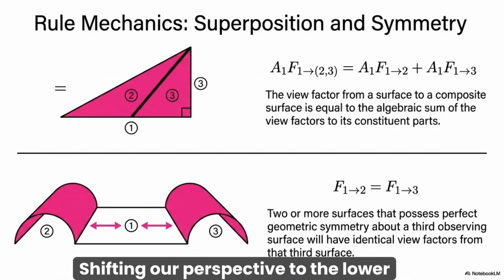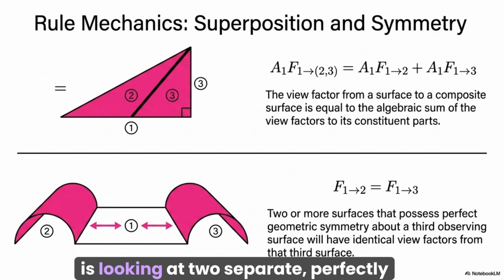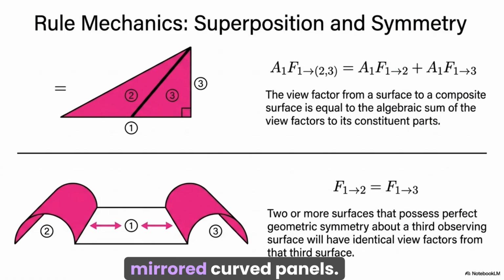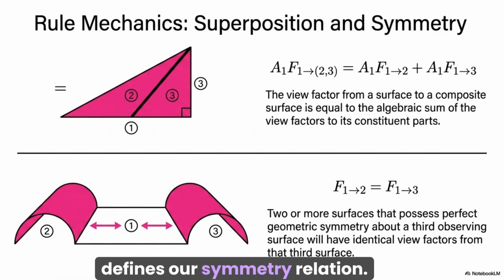Shifting our perspective to the lower half of the slide, we see an observing surface looking at 2 separate, perfectly mirrored curved panels. The formula accompanying this layout defines our symmetry relation.